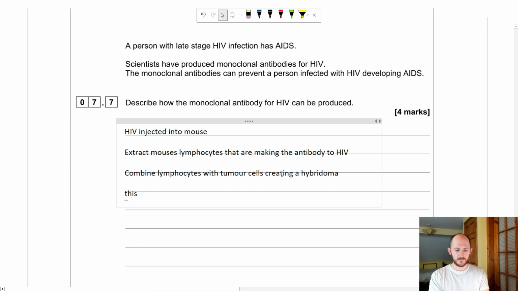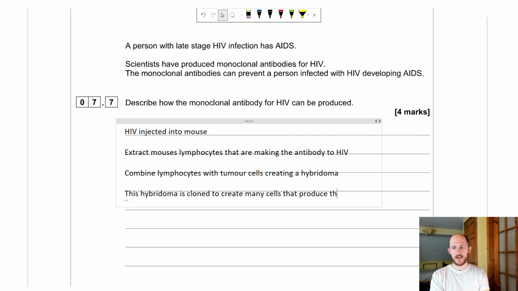This hybridoma is cloned to create many cells that produce the antibody. And the idea then is you have a bunch of this antibody which you can give to other people as a vaccine. And again, this is monoclonal because it all comes from the same DNA, right? It comes all from this one mouse.